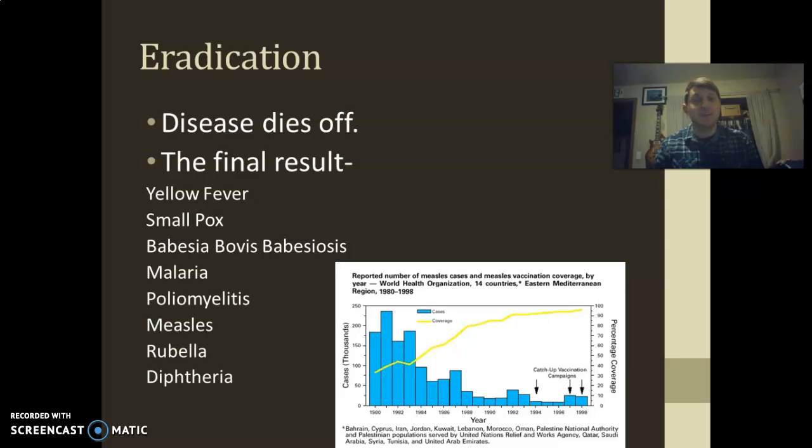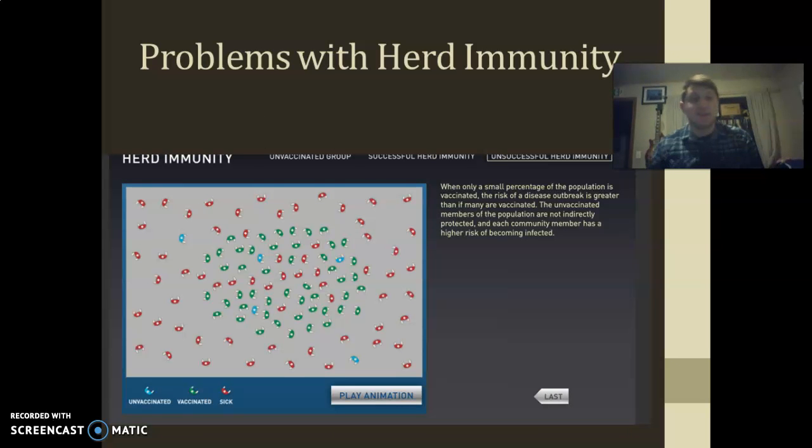This happened in the United States with a few of the most popular ones: yellow fever, malaria, measles, rubella, and diphtheria, of all ones. The chart you're seeing is from the Eastern Mediterranean. It shows how by the 90s, pretty much all of measles was gone in 14 different countries because of herd immunity. It was able to protect everyone with that vaccination bubble. It's a good thing.